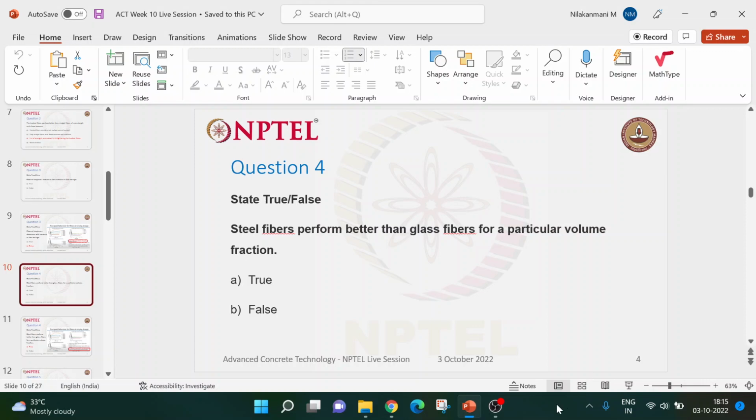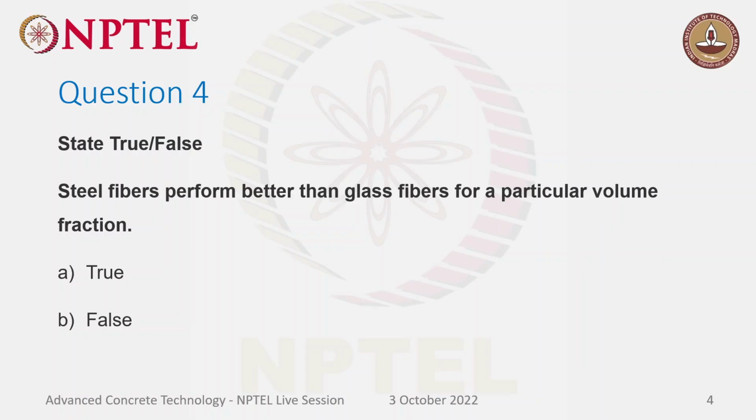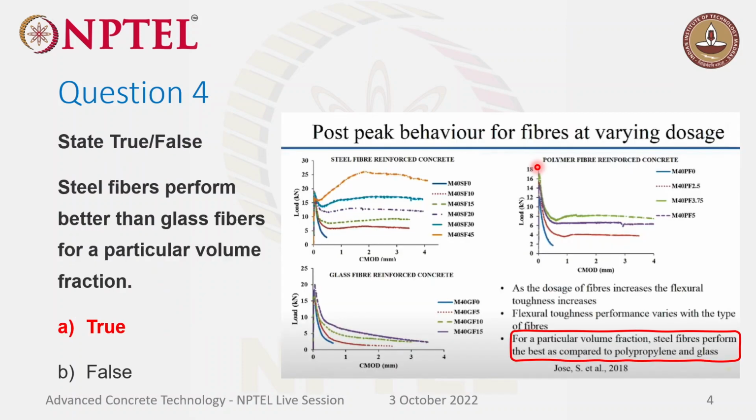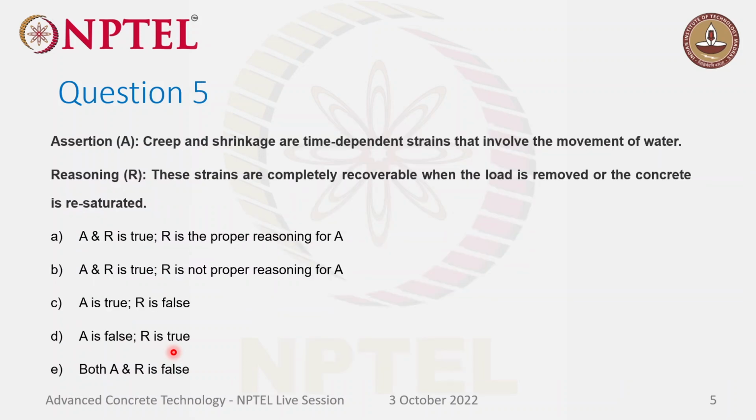Okay, let me change the pointer. So here in the same graph, we can find the steel fibers. You can see it's more ductile compared to the glass fibers, and also it is direct. This statement is from the lecture actually. So the correct answer is true. Steel fibers perform better than glass fibers.